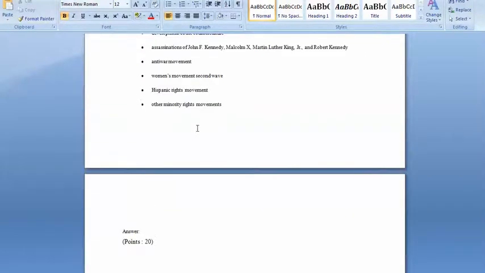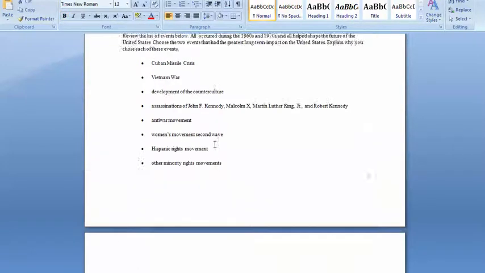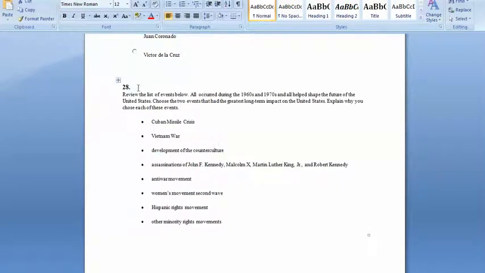This question is worth a total of 20 points, so please be careful and note that you get 10 points for each event that you're choosing and the explanation that you give.